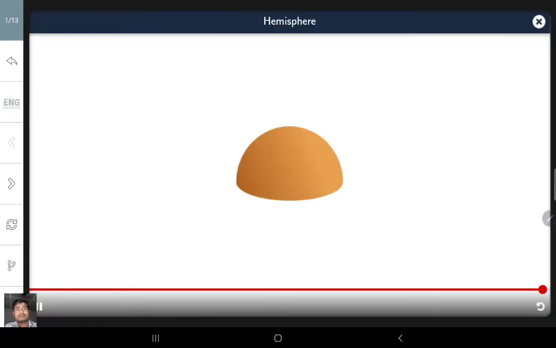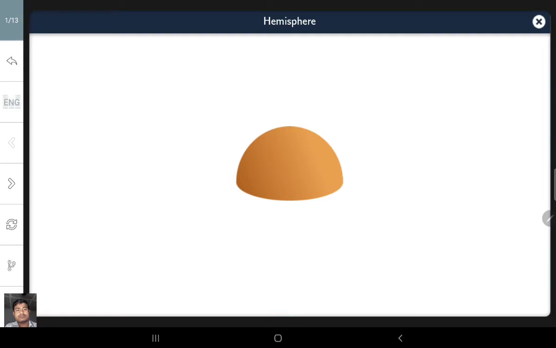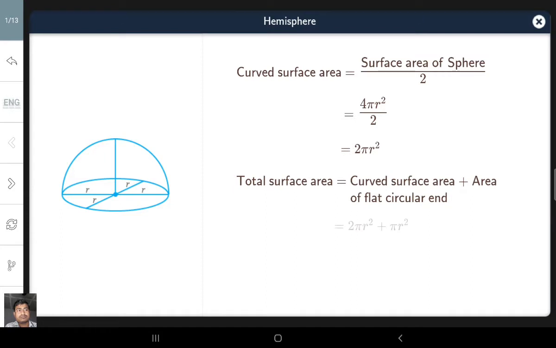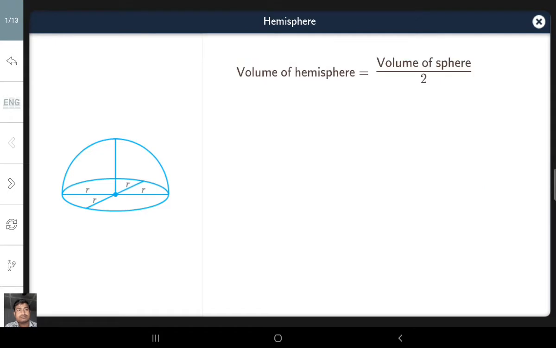A hemisphere is a half-sphere, that is, 1/2 of a sphere sliced by a plane through its center. Let us consider a hemisphere with the radius r. The curved surface area of the hemisphere is equal to half of the area of a sphere. The total surface area of the hemisphere will be equal to the sum of the curved surface area and area of the flat circular end. The volume or capacity of the hemisphere is equal to half the volume of a sphere of the same radius.